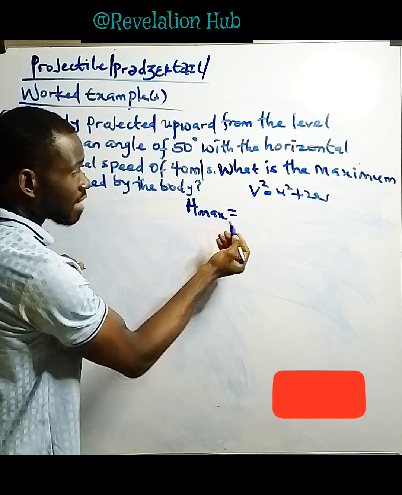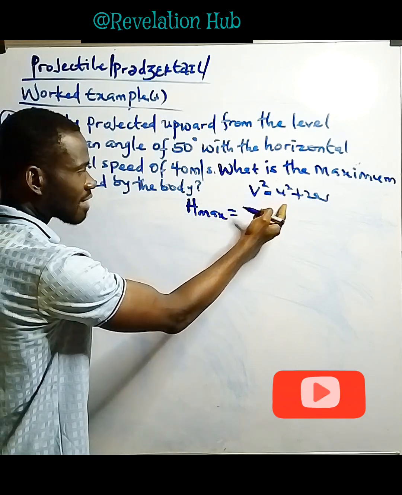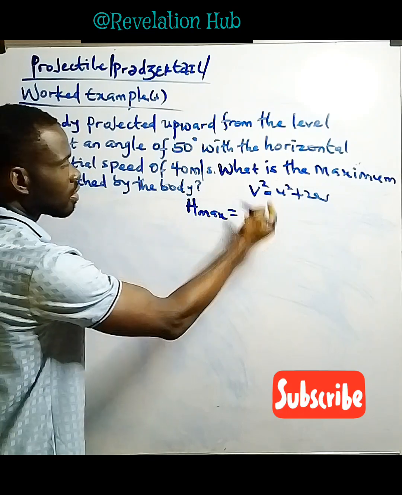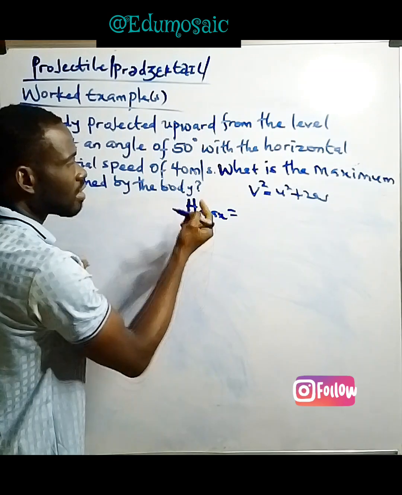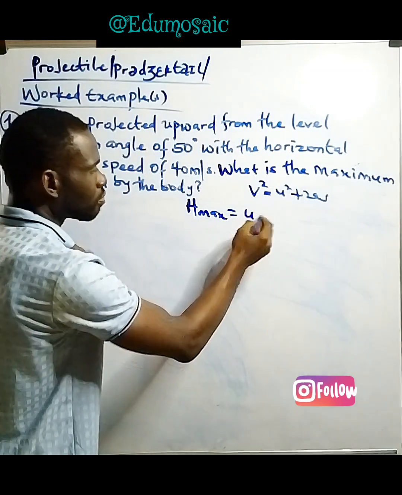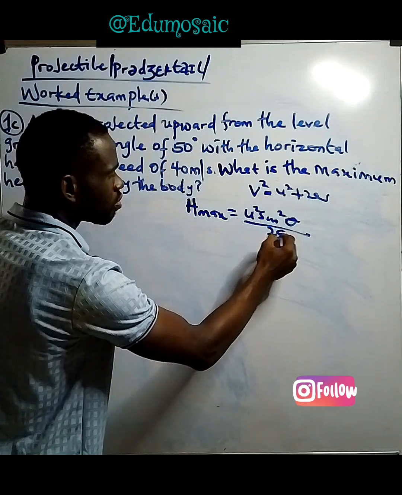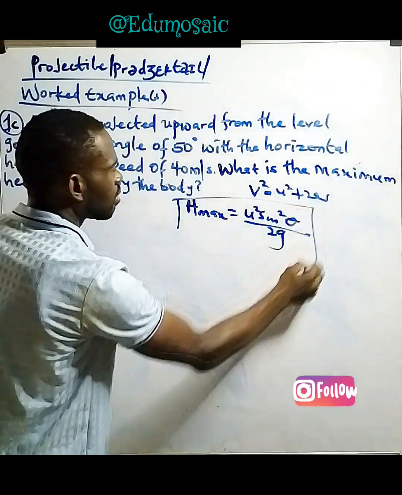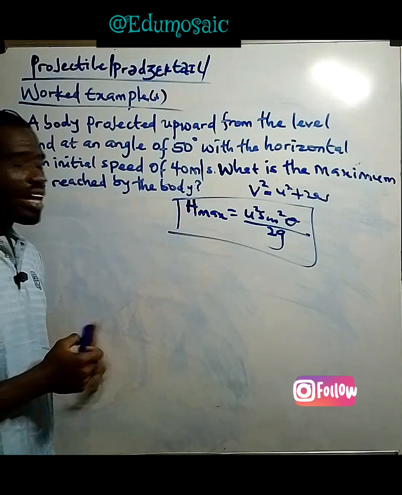So at max height, the final velocity is 0. So 0 squared equals the initial speed along the y-axis, because we are talking about height, that is u sine theta, raised to the power 2, then minus 2gh. We send it to the other side. So at max height, it is u squared sine squared theta over 2g. This is the formula for the max height attained.